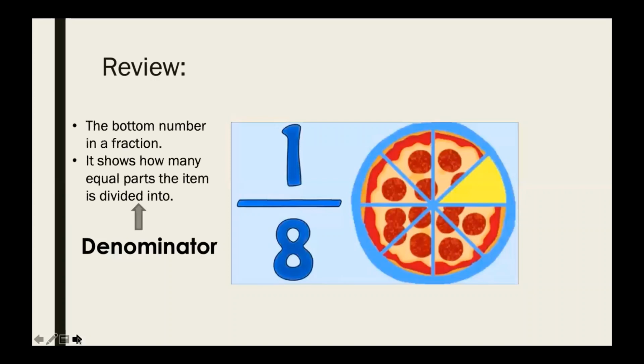The denominator, as we know, is the bottom number in a fraction. It shows how many equal parts the item is divided into. This pizza has been equally divided into 8 slices or 8 parts. You can count to make sure of the number. Let's count. 1, 2, 3, 4, 5, 6, 7, 8 equal pieces. You've got it.